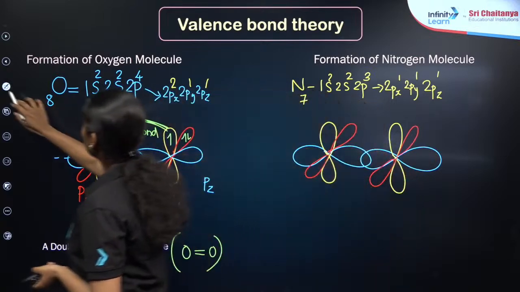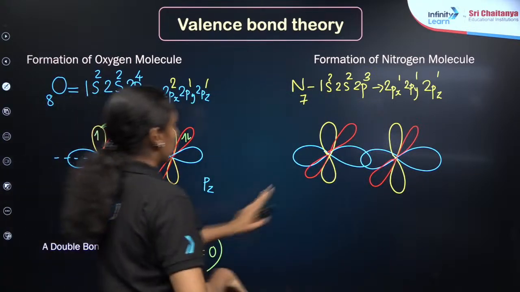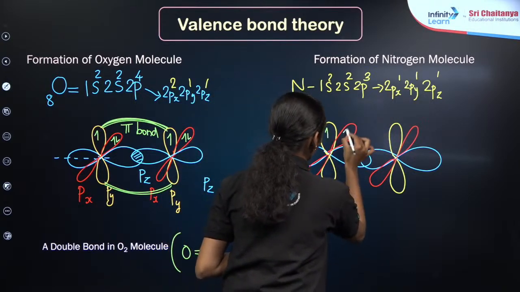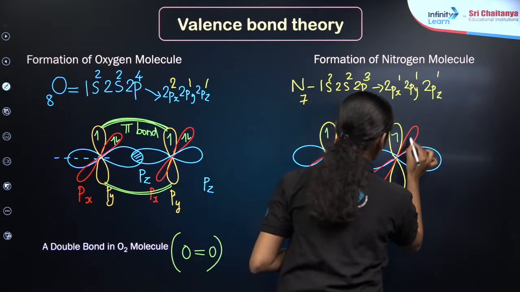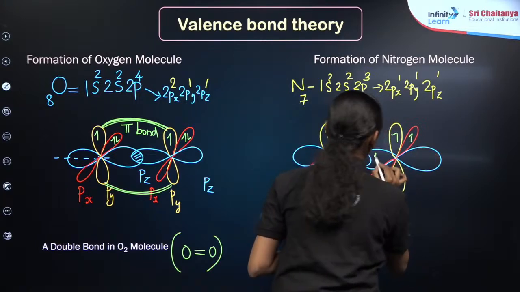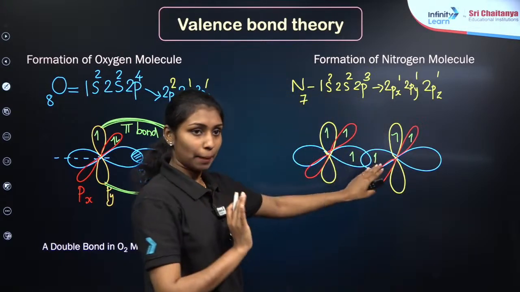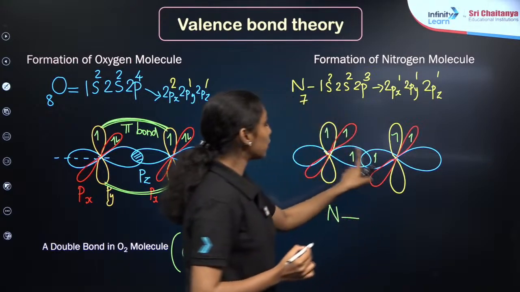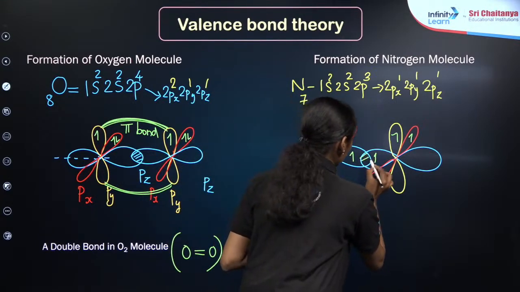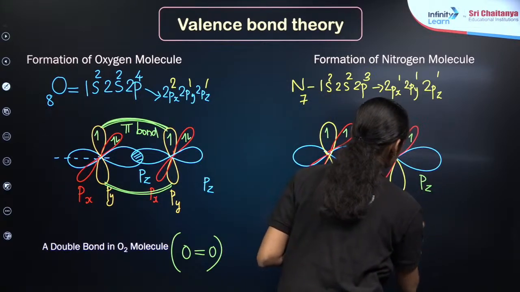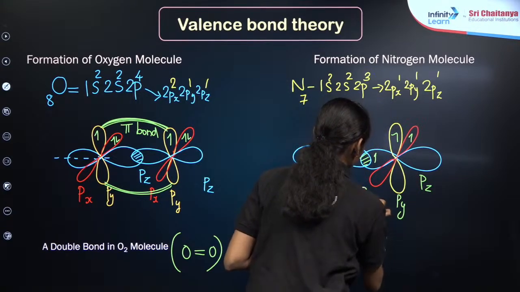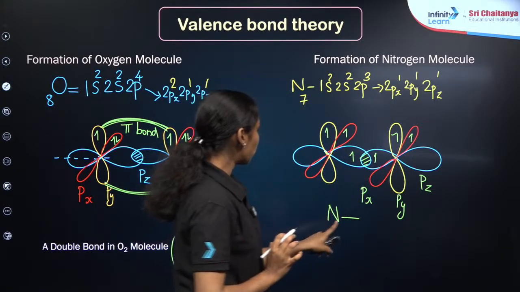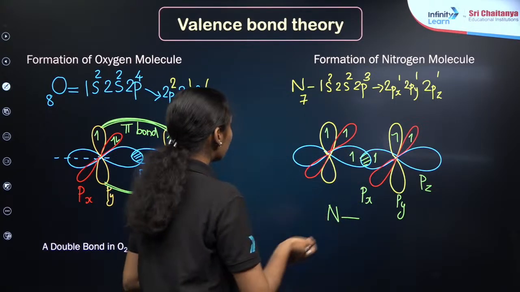Okay, what about the electrons here? 2px, 2py and 2pz each contain 1 electron, right? So drawing here 1, 1, 1, again 1, 1, 1. This will undergo axial overlapping to form a sigma bond, right? So if I am drawing the nitrogen here, there will be one sigma bond which is formed by the overlapping of these orbitals. This yellow one is the py, then the red one is the px. There will be the axial, head-on overlapping of pz orbitals to form the first sigma bond of the nitrogen molecule. Then what about the second one?